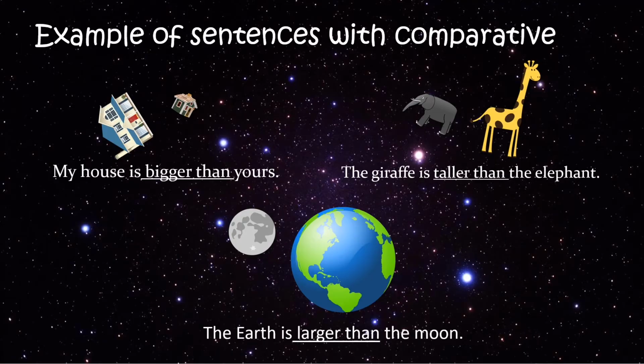Now let's look at examples of sentences with comparatives. Sentence number 1. My house is bigger than yours. The giraffe is taller than the elephant. The earth is larger than the moon. All the sentences are comparing two things.